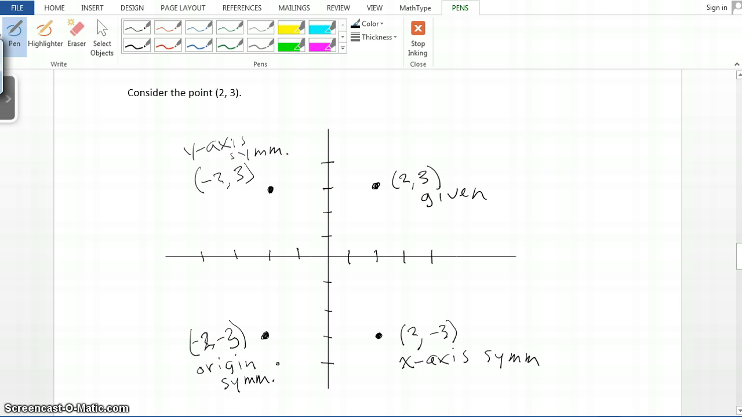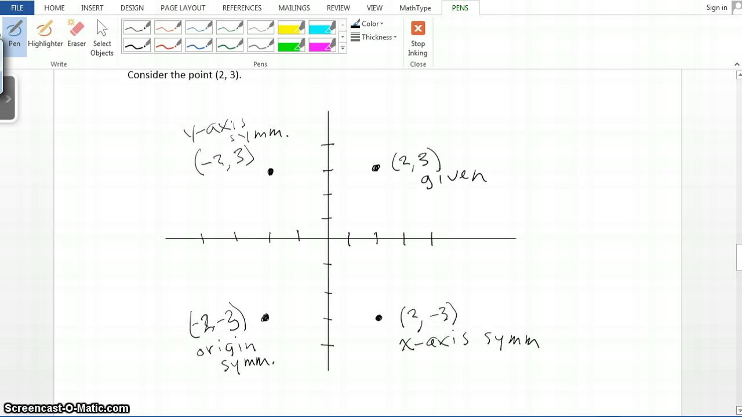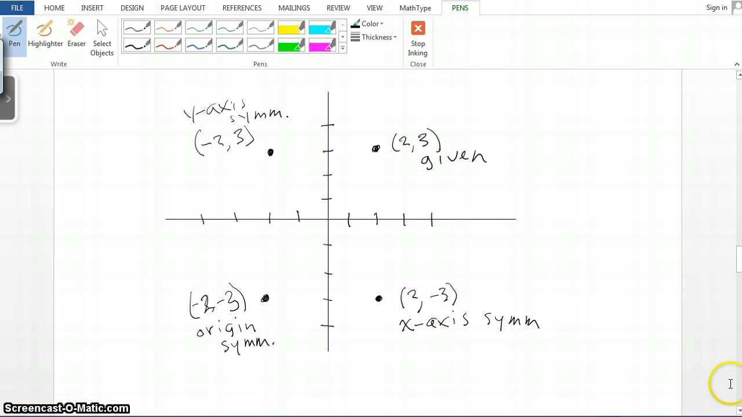Alright, that was just a quick illustration with just one point, but we will do this with whole functions. So that's sort of a quick little intro to symmetry. It's been about 5 minutes. Let me do some other symmetry stuff in the next video.